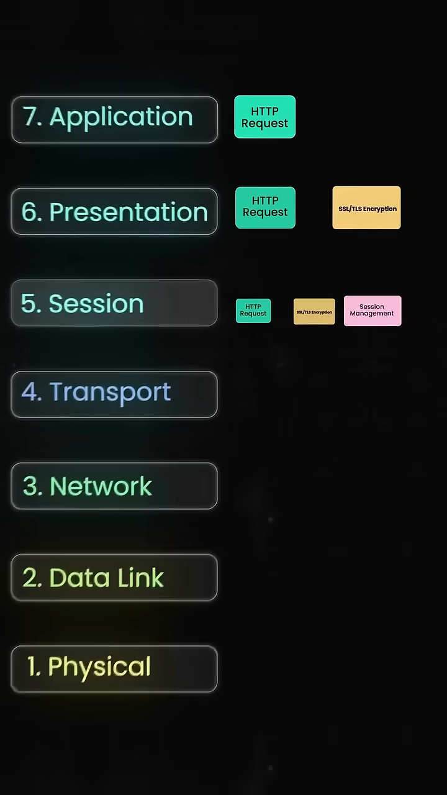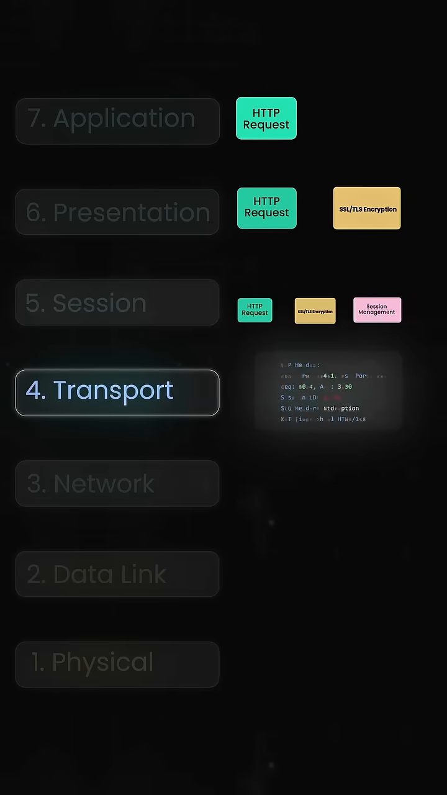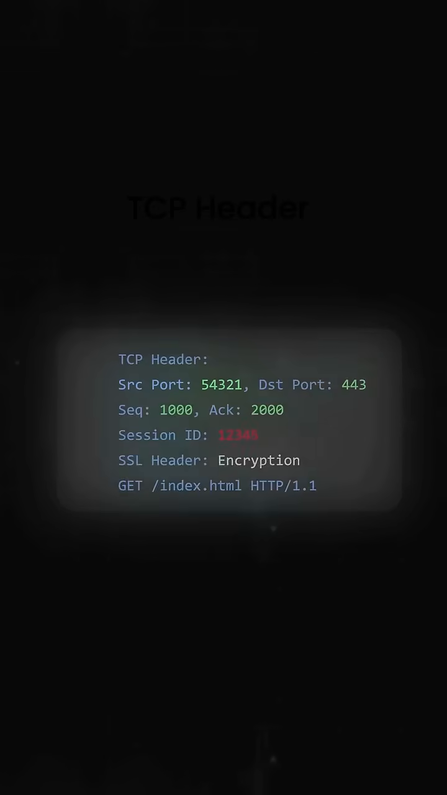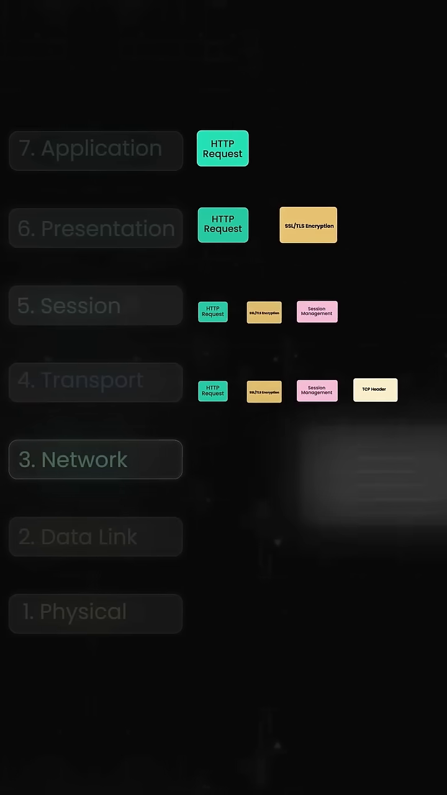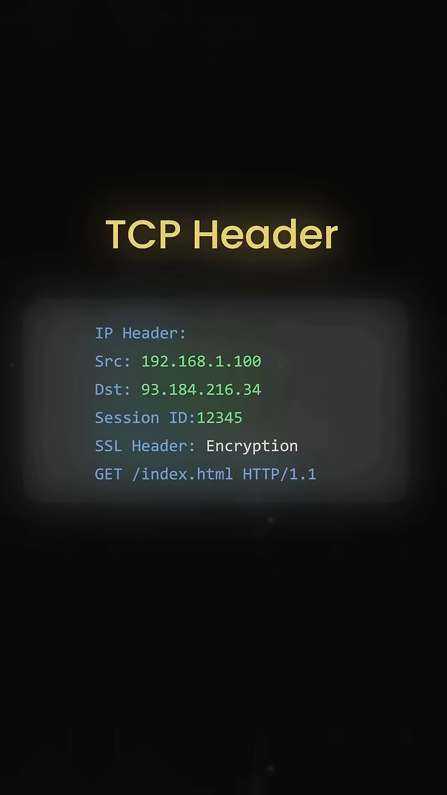Now we get to the networking layers. Layer 4 wraps everything in TCP for reliable delivery. It adds source port 54321, destination port 443 for HTTPS, and sequence numbers. Layer 3 adds IP routing info. Your IP 192.168.1.100 to the server's IP 93.184.216.34.